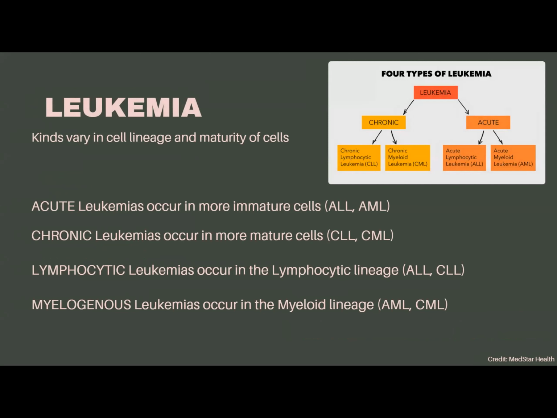The kinds vary in cell lineage and maturity of cells. There are 4 different types. Acute leukemias, which is this darker orange over here, happen in more immature cells, whereas in mature cells, that would be a chronic leukemia.